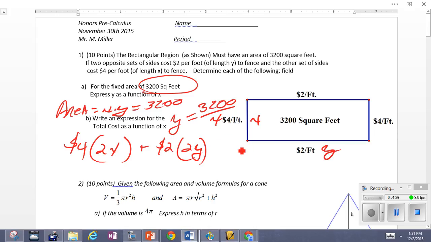Okay, and that's not an expression written as a function. So here we enter the value of Y as 3,200 over X. So we'll come back here and we'll replace this, which was 2Y, as 2 times 3,200 over X. Okay, and there is my cost function as an expression of X, which is fine to leave it at that, and no need to go any further. Okay, next one, let's take a look.